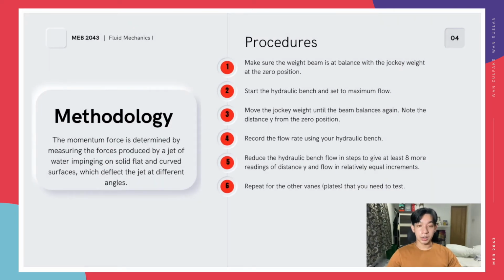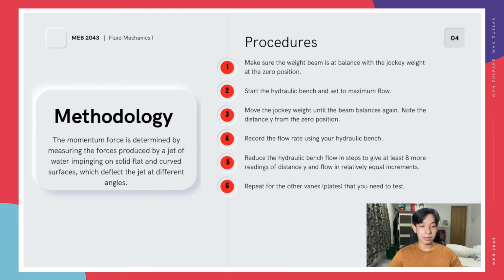As for the methodology, the momentum force is determined by measuring the forces produced by a jet of water impinging on solid flat and curved surfaces, which deflect the jet at different angles. As for the procedures of the experiment, first, make sure the weight beam is balanced with the jockey weight at the zero position. Next, start the hydraulic bench and set it to maximum flow. The third step is to move the jockey weight until the beam balances again, and note the distance y from the zero position. Next, record the flow rate using the hydraulic bench.